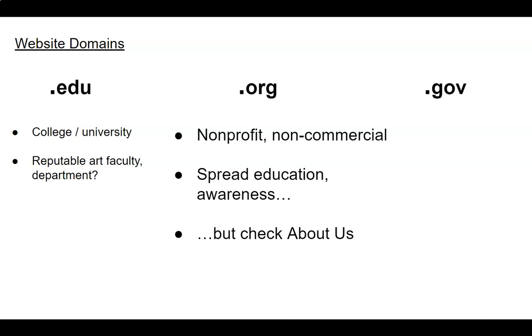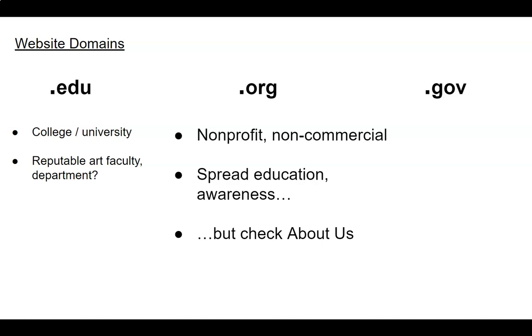.org generally refers to nonprofit, non-commercial sites. Museums, advocacy groups, and open source projects are good examples of the typical .org. Many .orgs are simply trying to spread education and awareness of their cause, think autism, animal welfare, or human rights, but some .orgs can take that a bit further.